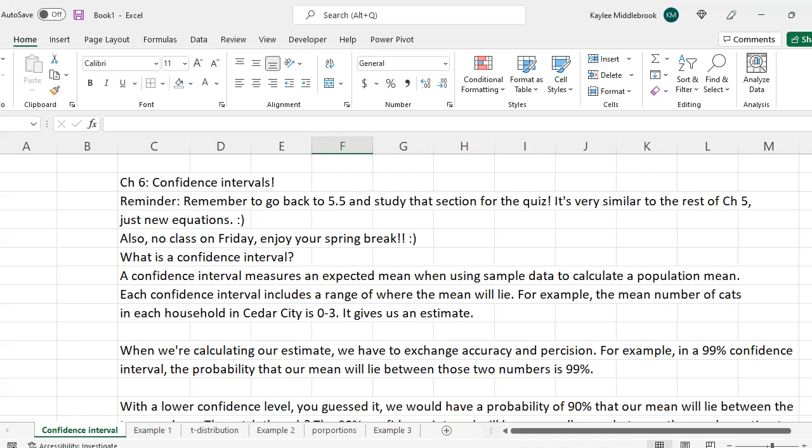So, today we're going to be talking about Chapter 6, which is going to be our confidence intervals. As a reminder, the quiz does go over section 5.5, so make sure you go back and study that section again for the quiz. I did go over an example problem in my previous review, so if you want to take a look at that, go ahead and do that. It's really similar to the rest of Chapter 5, you're just going to have some new equations.